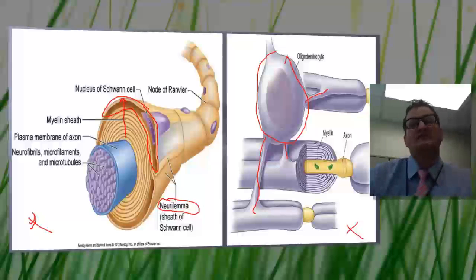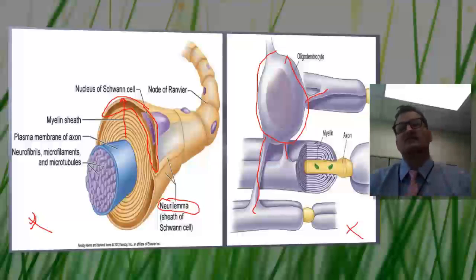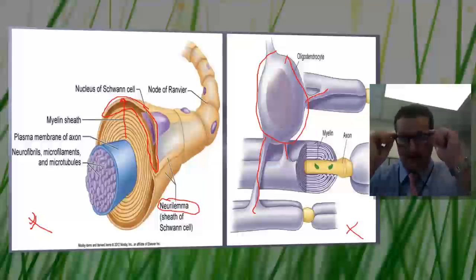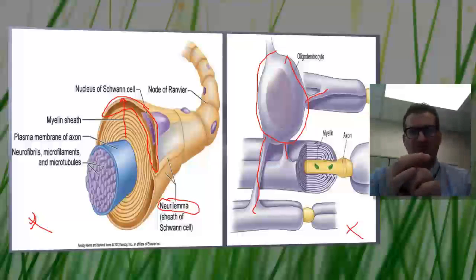The myelin is very important. As I mentioned earlier, it's a lipid substance that insulates and encases the nerve, sort of like copper wire has a plastic sheath around it. It's the same function.